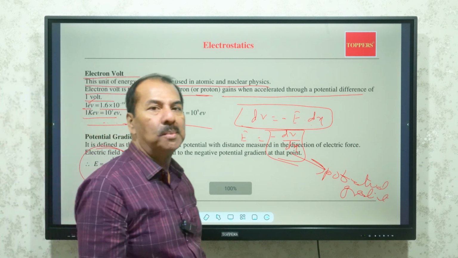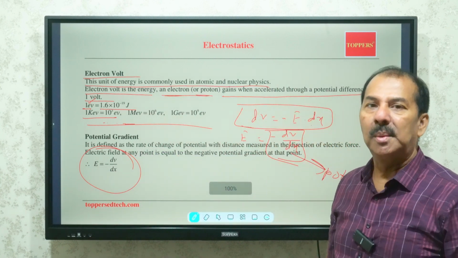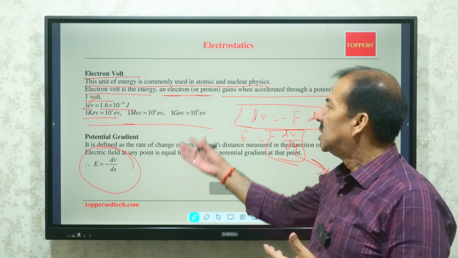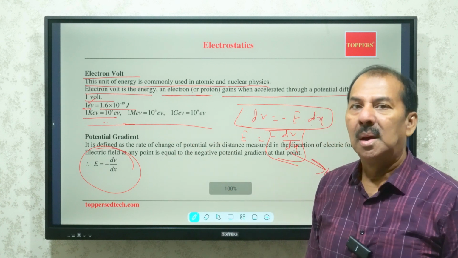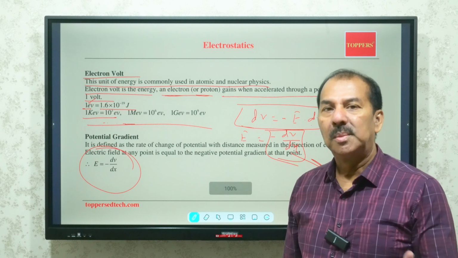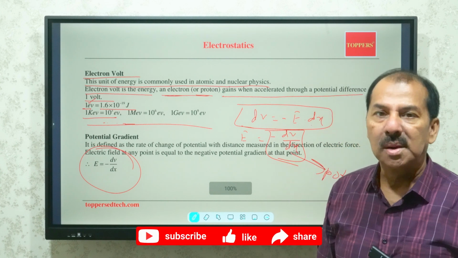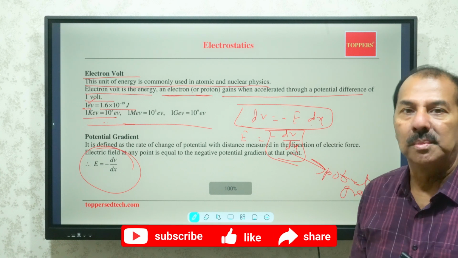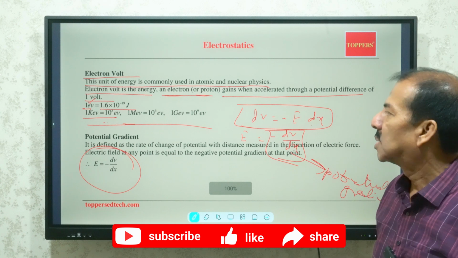So we will start simplifying problems based on these concepts. We have discussed Coulomb's force, electric field, electric potential, the units electron volt as well as potential gradient, and the electrostatic unit ESU. Similarly, we have discussed the value of the K constant used in Coulomb's law. So we will be starting to simplify problems based on this concept of electrostatics.